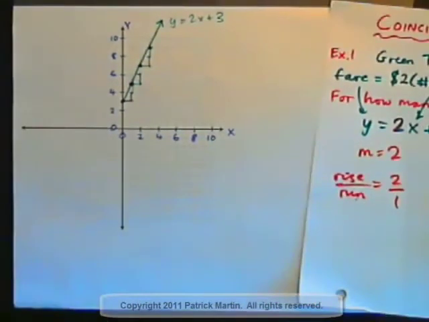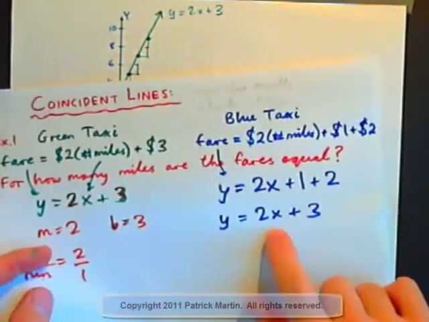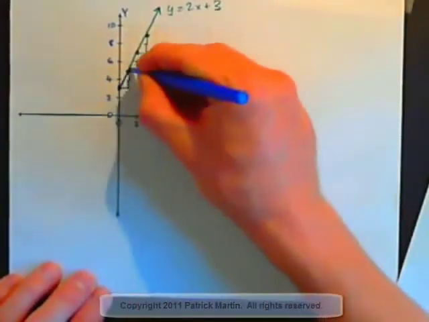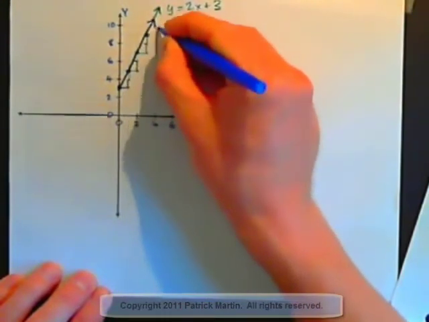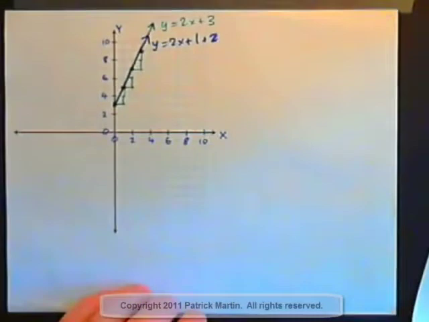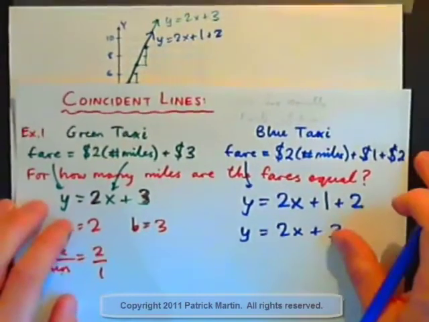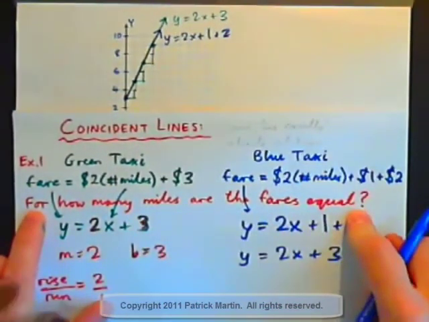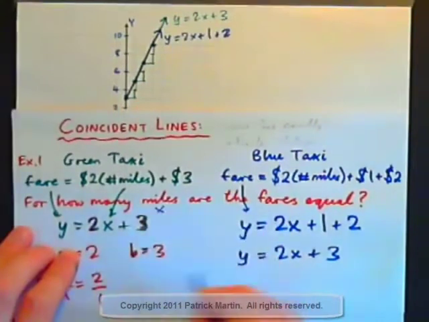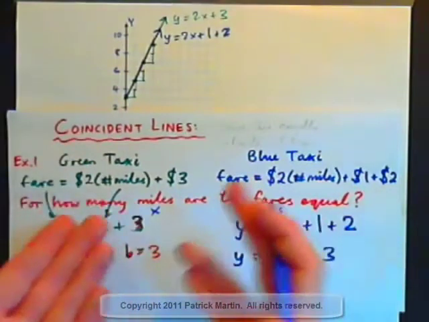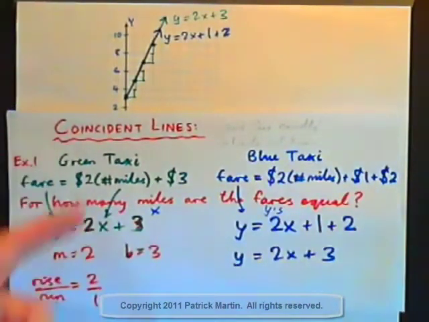But how about the blue taxi, y is also y equals 2x plus 3. And if I graph that guy, he's just going to be right on top of the green taxi. y equals 2x plus 1 plus 2 is what he was called, wasn't he? But that's the same thing. We can see that. So the interesting question for the lines is often, for how many miles are the fares equal? Or for what value of x are the y's equal? In other words, where do they intersect?